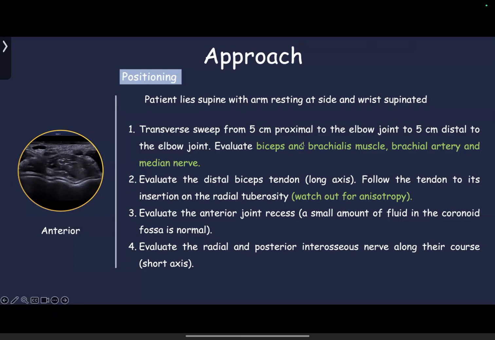And during that, what will we evaluate? We'll evaluate the biceps, the brachialis, the brachial artery, and the median nerve. We'll evaluate the distal biceps tendon, which is very prone to anisotropy, so we'll follow the tendon in the long axis also up to the radial tuberosity. Then we'll evaluate the anterior joint recesses for any synovial hypertrophy, synovitis, and small effusions. Then we'll evaluate the radial and the posterior interosseous nerve along their courses in the short and the long axis.